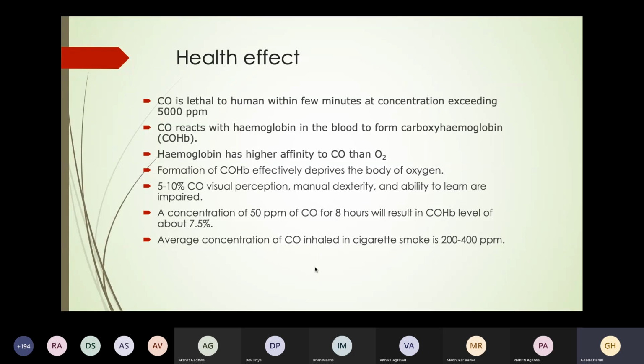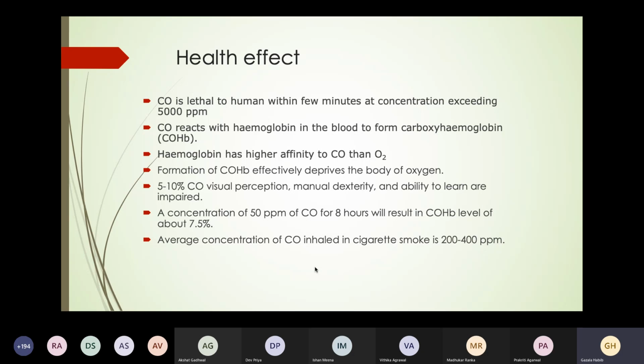Then 5 to 10% COHb will disturb visual perception. Manual dexterity, the ability to learn, all this kind of problem may happen due to inhalation of CO.